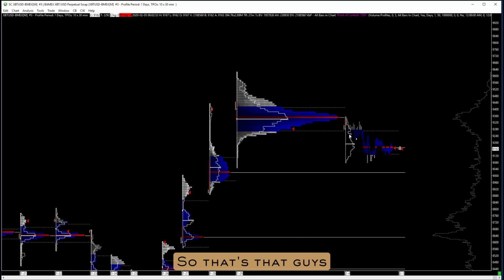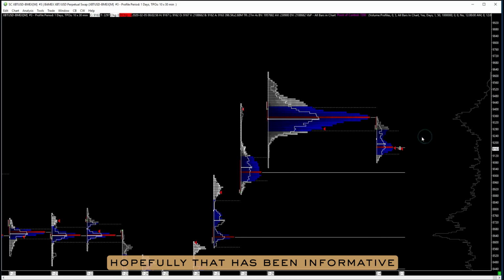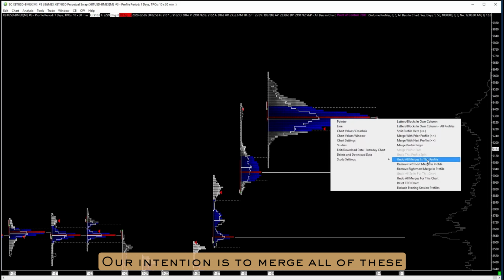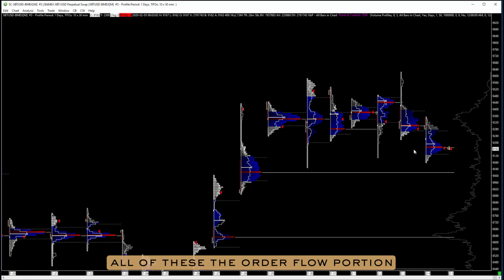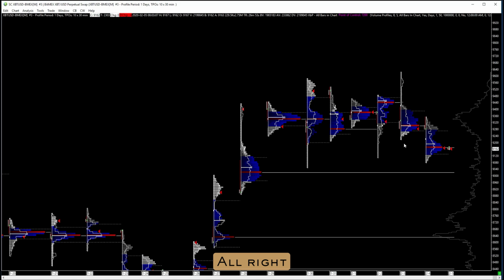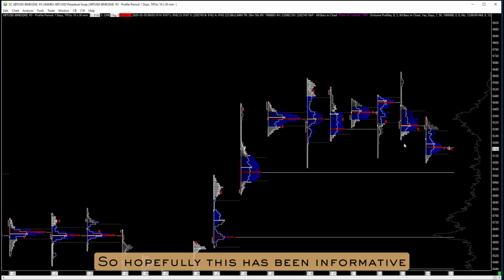So that's that, guys. Hopefully that has been informative. Our intention is to merge all of these, in the same way that I trade, the order flow portion and the market profile portion, to make you guys the best possible traders. All right, so hopefully this has been informative.